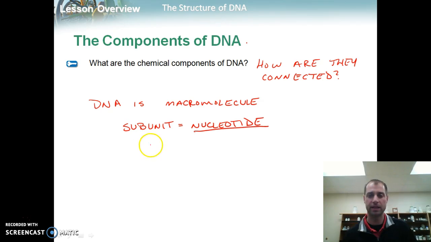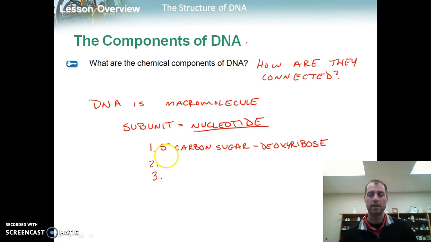Each nucleotide is going to contain three things. The first thing it's going to have is a 5-carbon sugar, and that 5-carbon sugar is a part of the name. In DNA, we call it deoxyribose. The second part is called a phosphate group, and this is the same phosphate group that we found in ATP. The sugar and the phosphate groups are going to make what we call the backbone of the DNA molecule.